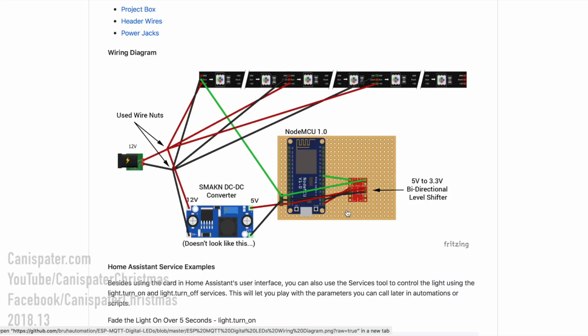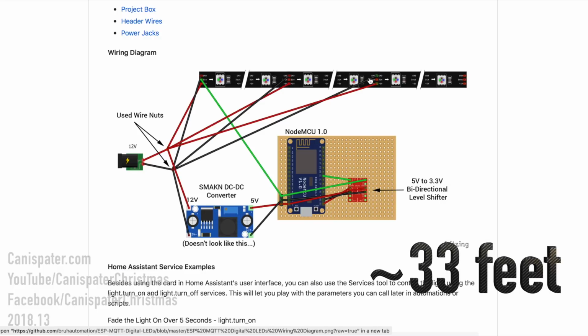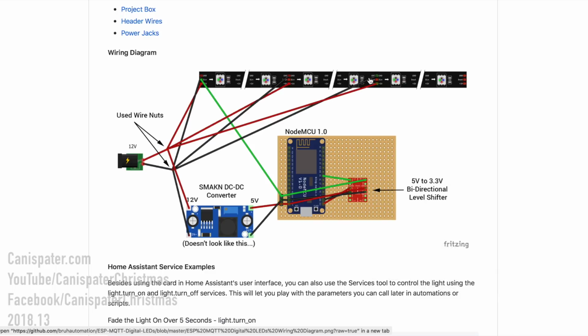If you have a longer distance between the first pixel and where you have this NodeMCU, then you may need this. I am using a buck converter to convert 12 volts down to 5 volts, and then I have this little 12 volt power supply here. He power injected, I think he had probably 10 meters of pixels. I've only got less than 5, so I didn't do any power injection on this.